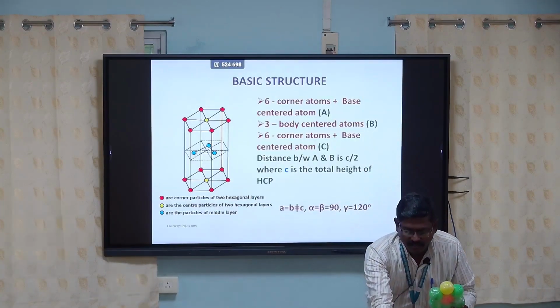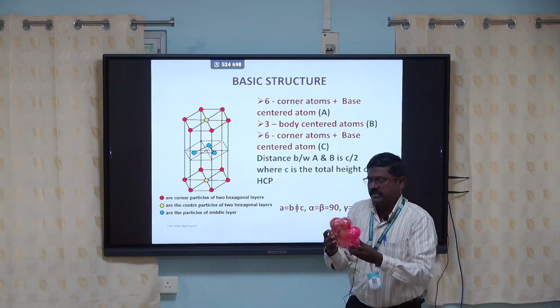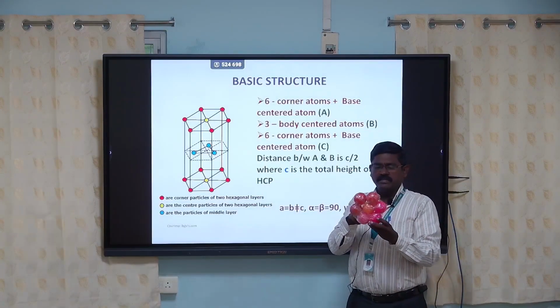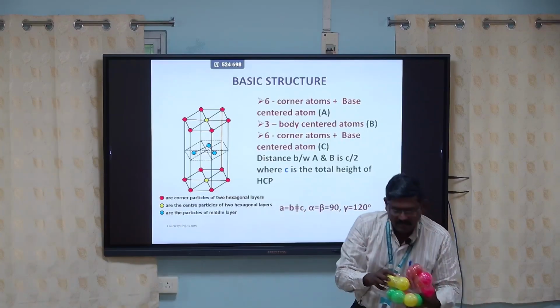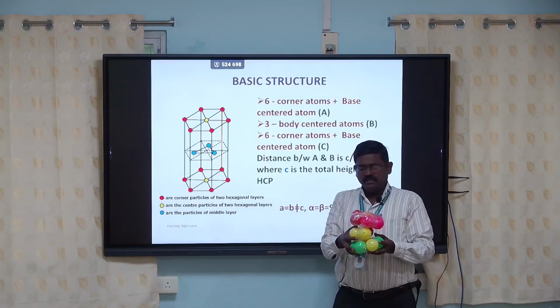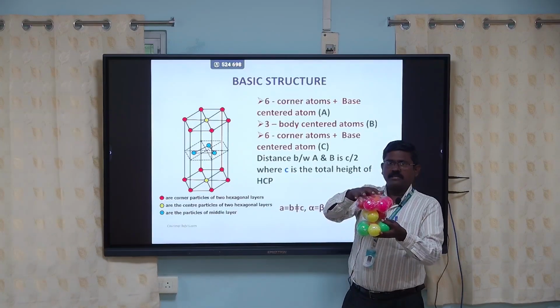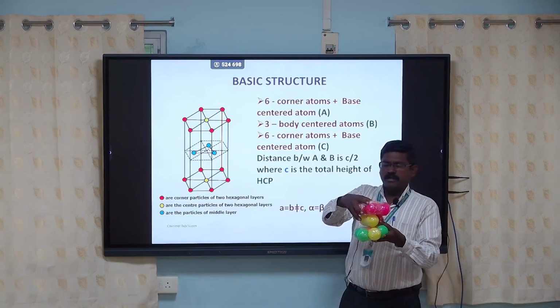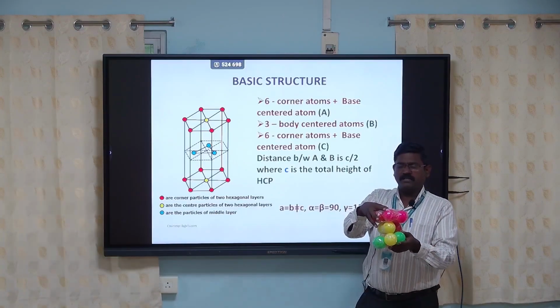In the same manner, we have another layer. We have a center atom surrounded by 6 corner atoms. Between these two, we have another layer. This is 3 atoms in between these 2 layers. So we have 3 layers, AB in this manner. So this is the hexagonal closely packed structure.